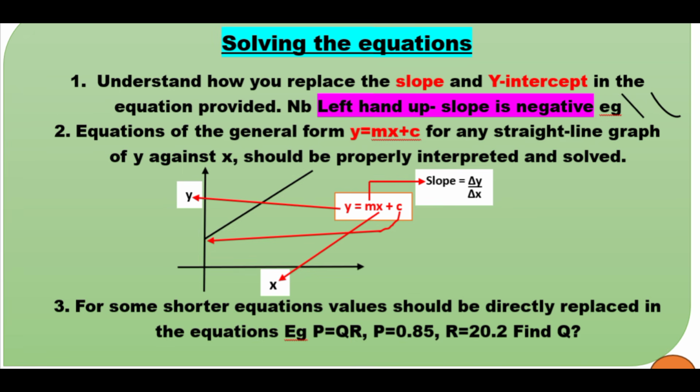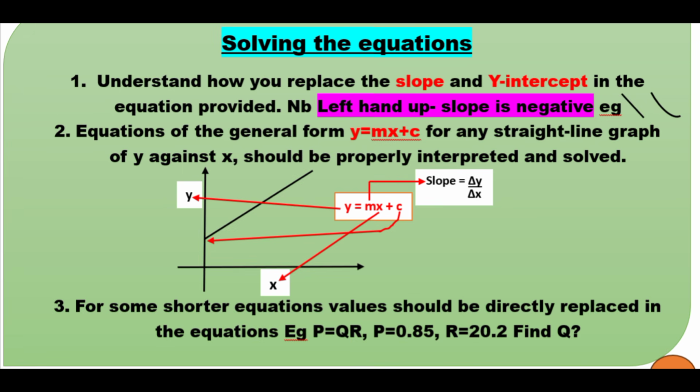For example, consider a general equation of y against x in mathematics. If you have a straight line graph which obeys the form y equals mx plus c, then y represents the y-axis, x represents the x-axis, and c is the value you read from the y-intercept. So if you get 5, you can say c equals 5. Then m is the slope, the change in y against the change in x, and you get the value of the slope.